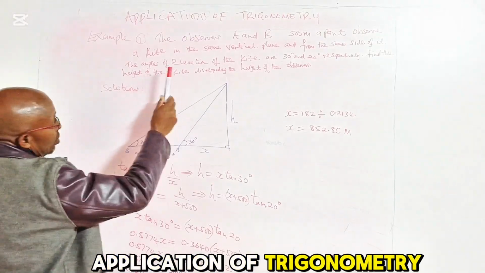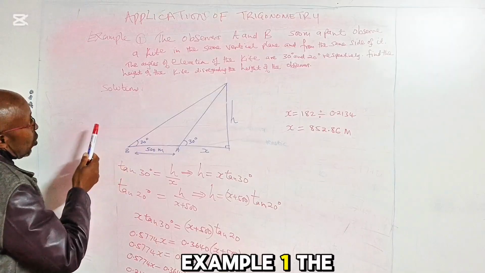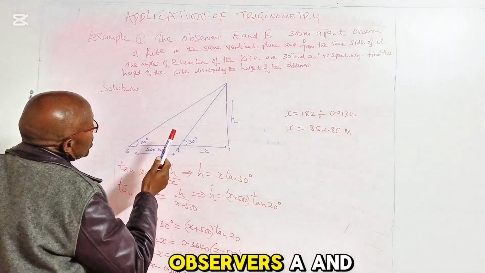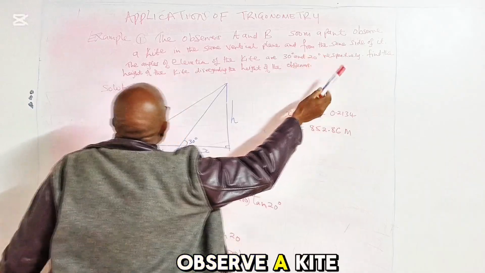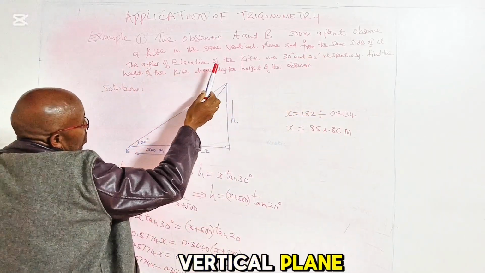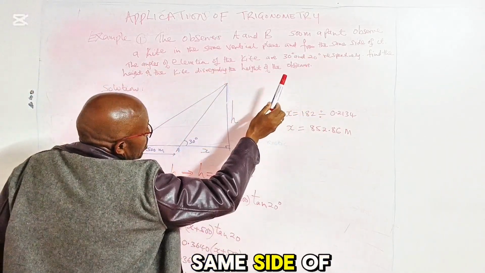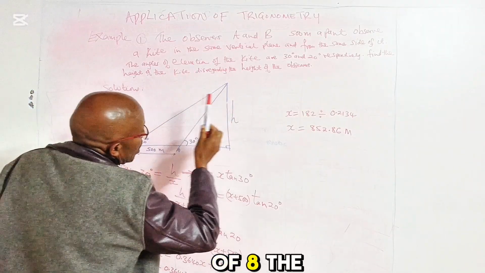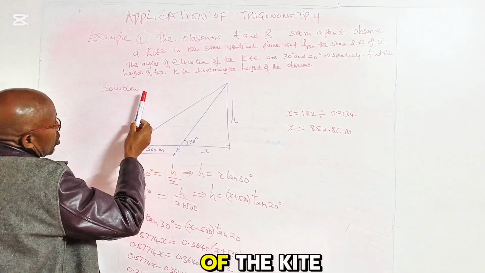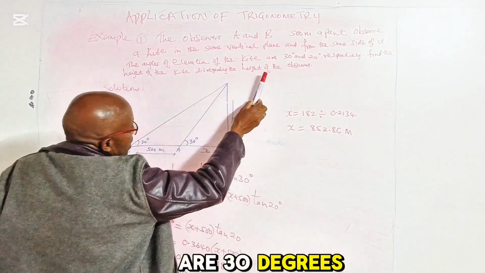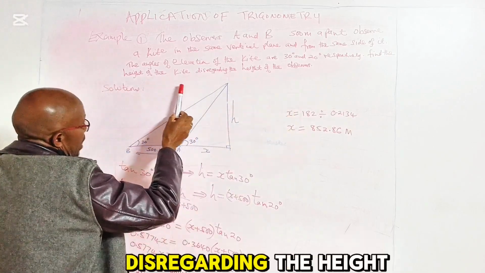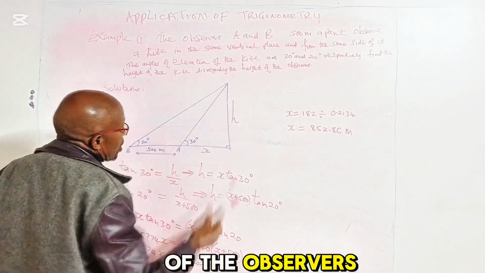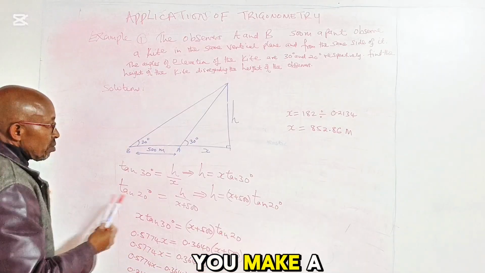Application of trigonometry. Example 1. The observers A and B, 500 meters apart, observe a kite in the same vertical plane and from the same side. The angles of elevation of the kite are 30 degrees and 20 degrees respectively. Find the height of the kite disregarding the height of the observers. Solution. We make a rough sketch.